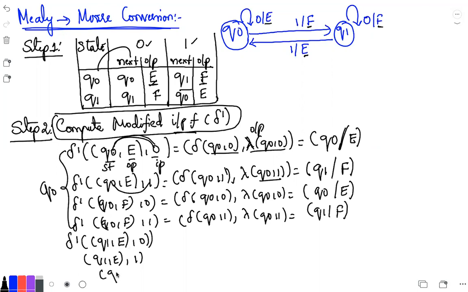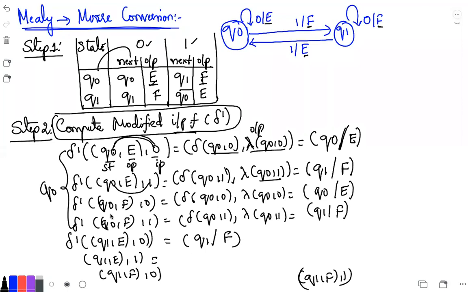And again Q1 on F with 0 and Q1 on F with 1. The 4 you need to take. So Q1 on E with 0, I will write directly. Q1 on 0, Q1 by Q1 on 0. Q1 on 0, which Q1 output is F. So this is F.